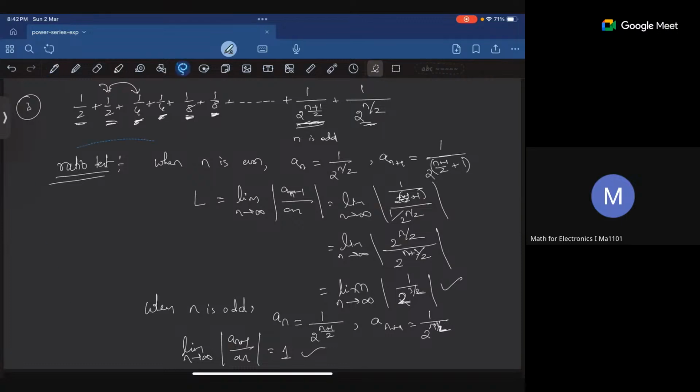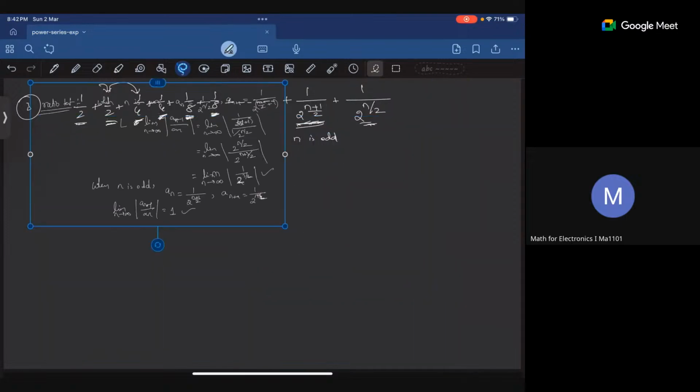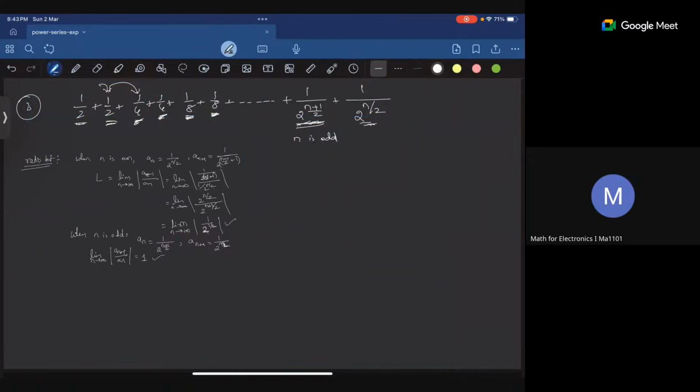So we have to use the root test. Again, even in the root test, you have to use different cases, when n is odd and when n is even. When n is even, you will see the limit as n tends to infinity of (1/2 power n/2) whole power 1/n, which is 1/root 2. Right? So n and n will get cancelled out. Sorry, root 2.